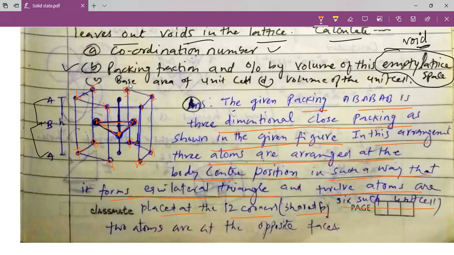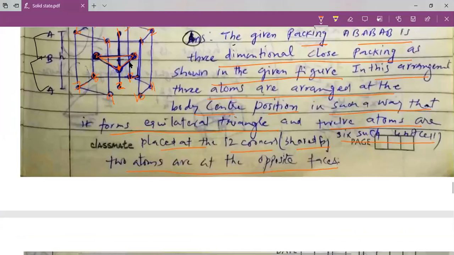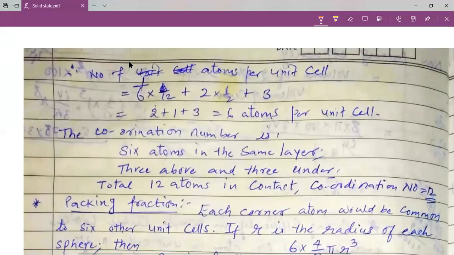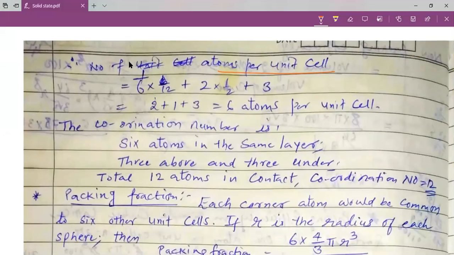There are 2 atoms at the opposite faces. You can see these 2 atoms which are at the opposite faces, 1 and 2. So this is how, my dear students, we understand the structure of the hexagonal unit cell. Now we want to find out the number of atoms per unit cell. So you can see that 1 by 6 into 12.